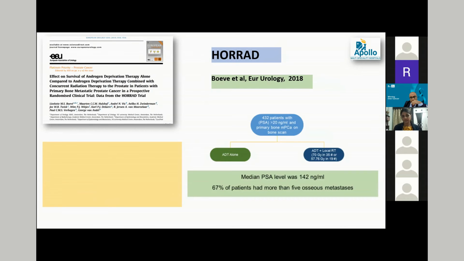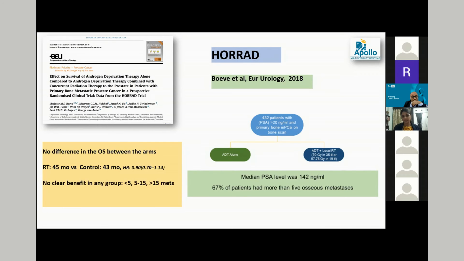So some of them received ADT, some of them received ADT and local treatment, and 67% of patients had more than 5 osseous metastases, which is above the low volume definition. So there was no difference in overall survival, 45 versus 43 months, and no clear benefit in any group was found. So possible benefit in those with less than 5 mets.